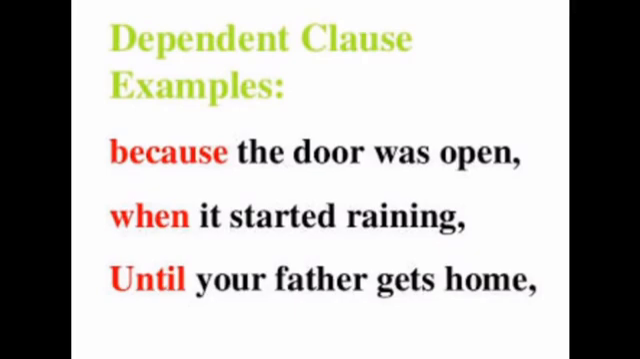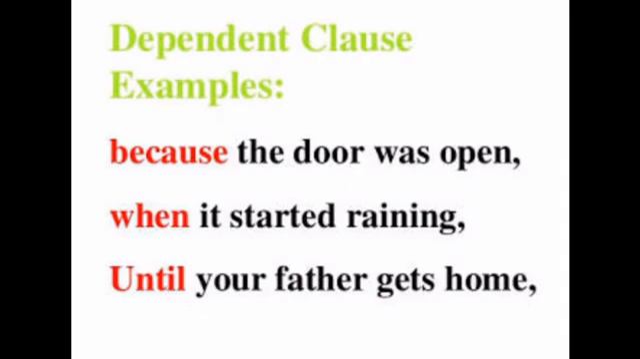Dear friends, let's go through some examples of a dependent clause. Three examples are given here. The first one, because the door was open. Second one, when it started raining. The third one, until your father gets home. In all these sentences, there is a subject and predicate. But unlike an independent clause, these clauses cannot stand alone, because when we read them out, we miss something. And what we miss in all these sentences is the presence of an independent clause or main clause.